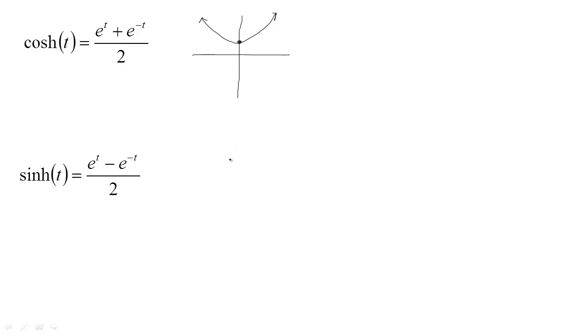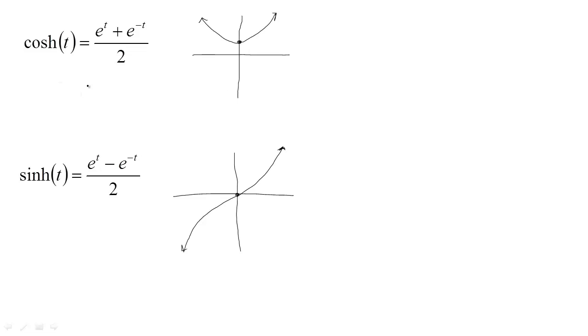The shine, on the other hand, is just a little bit different. It goes through the point (0, 0), because if you put 0 in for t, you get e to the 0 minus e to the 0. That would be 1 minus 1. That's 0 over 2, which is 0. So this one goes through 0. As t gets large, this part fades away, and so you just have exponential growth again. And as t goes to negative infinity, this one fades away, and now you have negative exponential growth. So it's got an arm that's bent down like this.